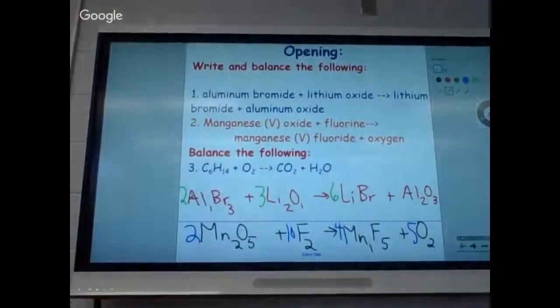Everybody good with that? Okay. So if we look at the last one, which is just a balancing, sometimes we struggle the most with these. We're going to talk about their types today. They're called combustion. So when we look at that, how many C's do we have?